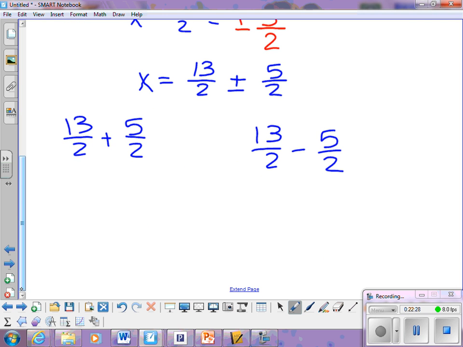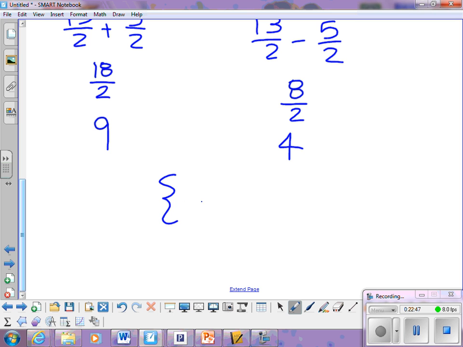What's 13 plus 5? 18. What's 18 divided by 2? 9. What's 13 minus 5? 8. What's 8 over 2? 4. Did you just find your roots? 4 and 9. It's a longer way, right? If you can factor it. But if you can't factor it, you can complete the square, okay? Factoring does not always work. Completing the square will.